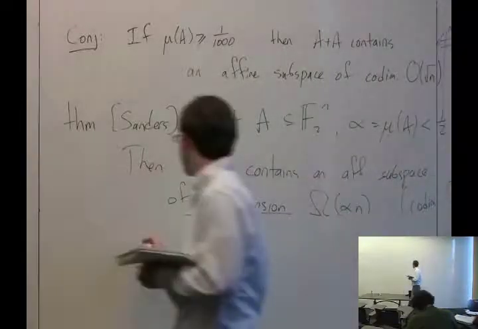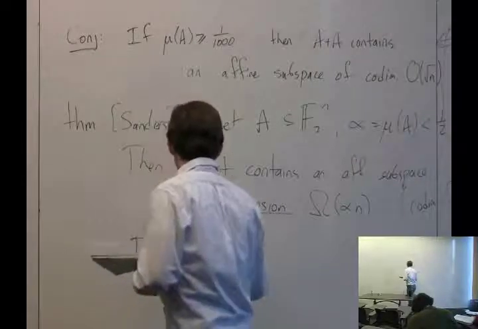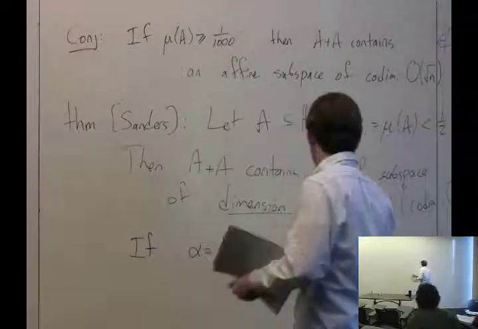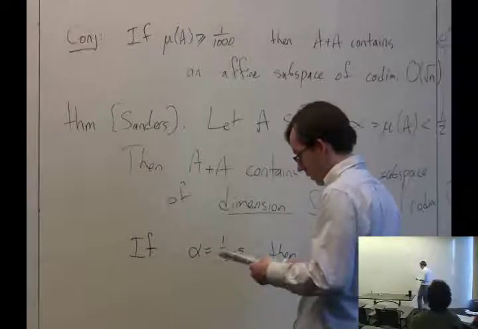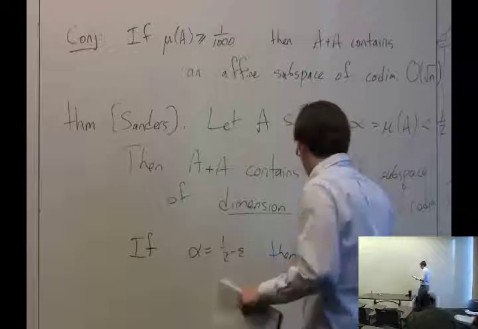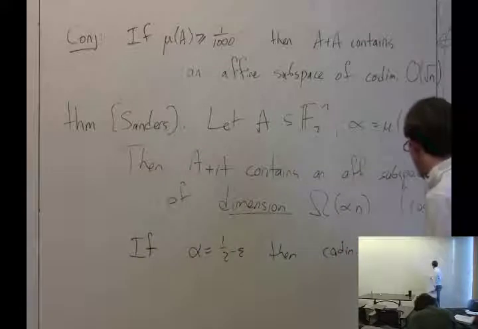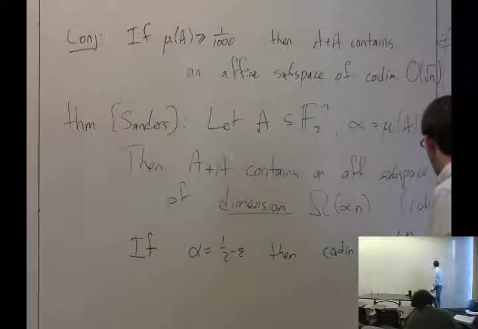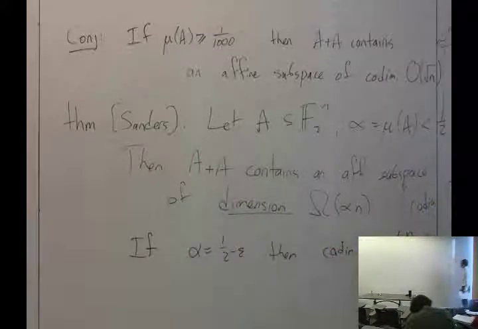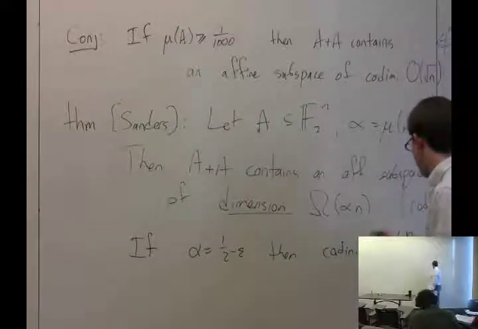Actually, if you're a bit careful with the parameters, he also shows, and this is a nice fact to know, if alpha is like a half minus epsilon, then the dimension, actually the codimension, I'm doing this from memory, so I'm not sure I'm getting it right, is I think n over log 1 over epsilon. So if alpha is really close to a half, then you can get something somewhat better. If you want a theta, Big O would be correct.